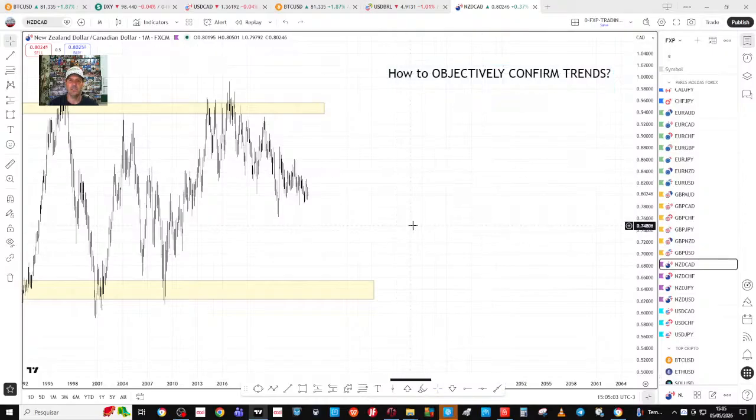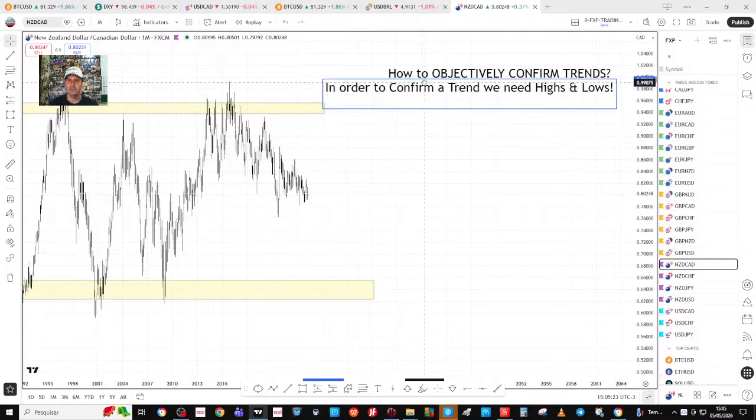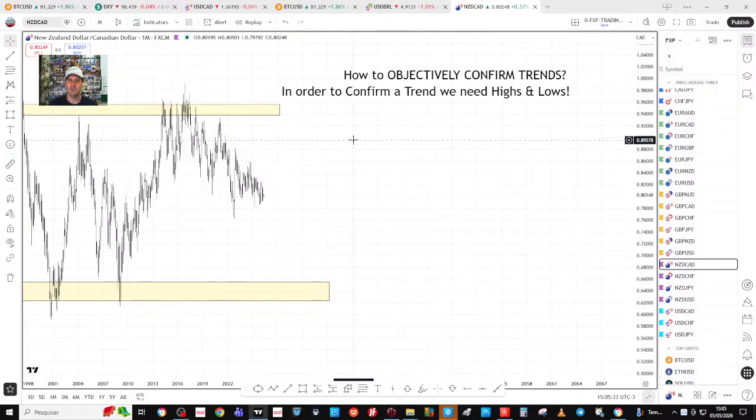So how to objectively confirm trends: we need the high and the low, so we can write this down. In order to confirm a trend, we need the so-called highs and lows. That's the rule. Now we are at the monthly chart, and we are thinking, where is the right time to go short, to sell, what do I need to do? So it's lesson number 2 today.